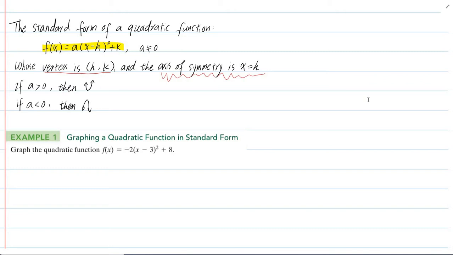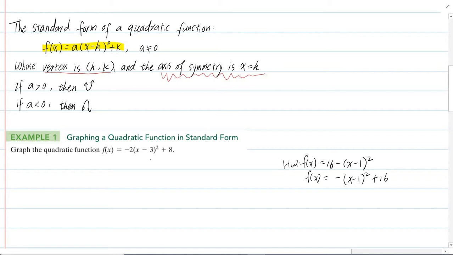Let's say, for example, this question gives you something like f of x equals 16 minus (x minus 1) squared. When you do this type of question, you always want to rewrite it in standard form first, then graph it. Your homework sometimes will give you something like this, and then you have to rewrite it as f of x equals negative (x minus 1) squared plus 16. So you have to rewrite it to standard form.